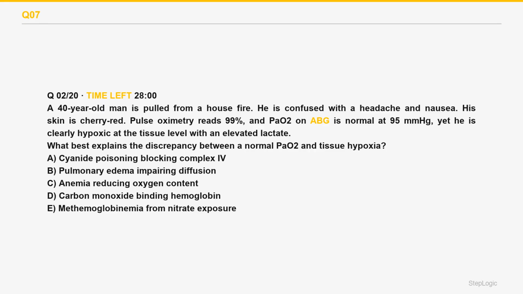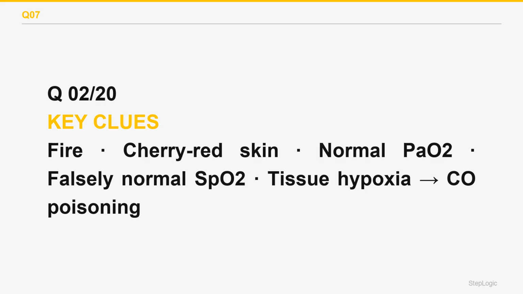Read the command, explain the normal PaO2 with tissue hypoxia, house fire, headache, cherry red skin, falsely normal pulse oximetry, normal PaO2 but tissue hypoxia, carbon monoxide poisoning. Carbon monoxide binds hemoglobin with about 200 to 250 times the affinity of oxygen, forming carboxyhemoglobin. This does two damaging things.